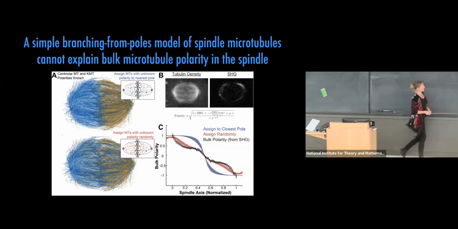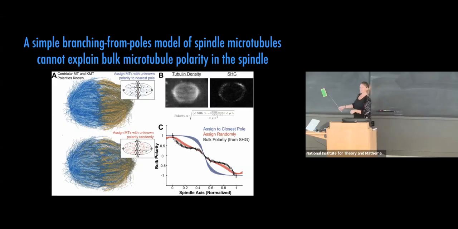So how does this look? The black line is what you get out of the second harmonic image. Okay, and it's along the spindle axis. So pole here, and the second pole is at 1. If you now take the model where you just took the end that's closest to a pole and assign polarity in this way, that is the polarity profile you get, the blue line, for everyone that looks over there. And that looks very different, right? So it kind of doesn't match that much.